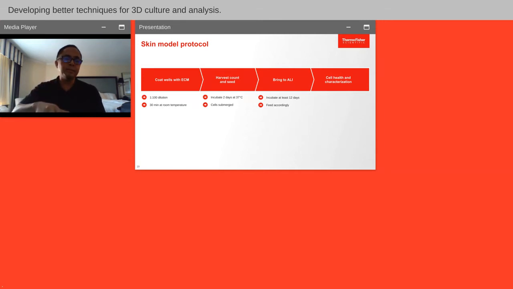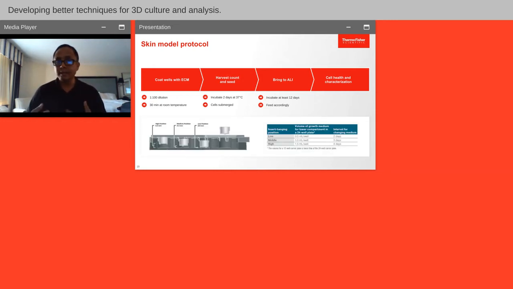So the bottom of the cells will be in contact with the media, but the cells on top will be exposed to air, allowing the keratinocytes to stratify and differentiate into the different layers of skin that you would see. You let that go for 12 days, feeding accordingly, and then allow for your cell health and characterization to be performed after that.